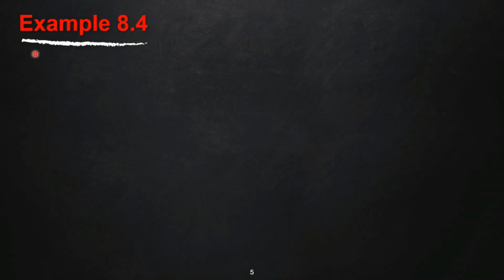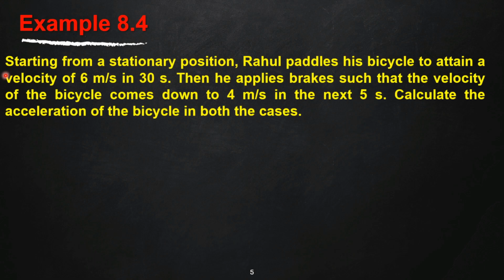Now, let us consider example 8.4. The question is, starting from a stationary position, Rahul pedals his bicycle to attain a velocity of 6 meter per second in 30 seconds. Then he applies brake such that the velocity of the bicycle comes down to 4 meter per second in the next 5 seconds. Calculate the acceleration of the bicycle in both the cases.